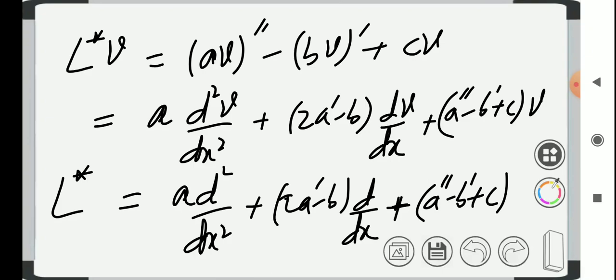This was all about properties of the Hilbert adjoint operators and some examples corresponding to it.